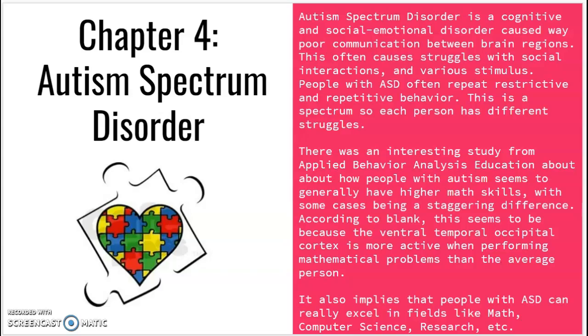According to this one study, when engaging in math problems, the ventral-temporal occipital cortex is more active compared to the average person. So that's pretty interesting. They're generally more efficient that way. So with things like math, computer science, research, stuff like that, they're going to excel really well in, according to the study.